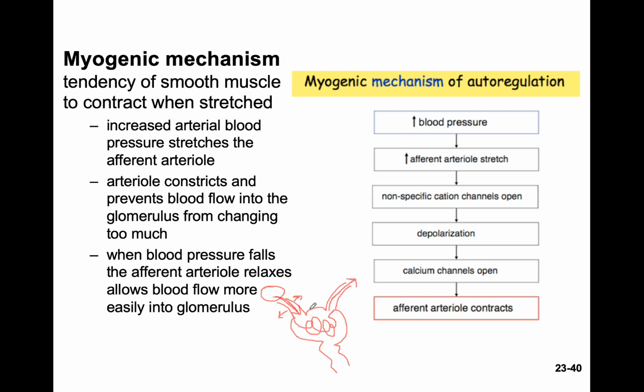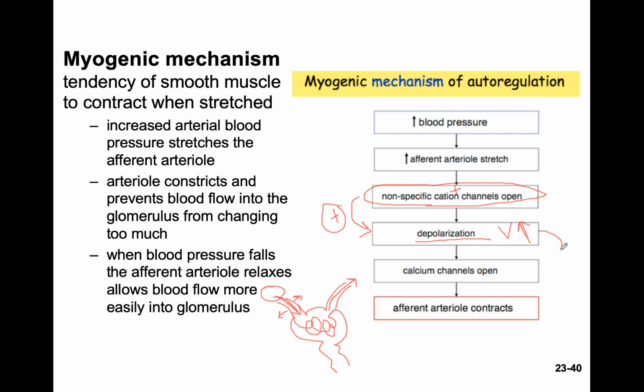When this muscle stretches out, it causes opening of cation channels. We call them nonspecific cation channels, simply positively charged ion channels that allow for positively charged ions to enter into the cell. So when positively charged ions enter into the cell, it increases the voltage of the cell, which we know as depolarization. When a cell depolarizes, that means its voltage goes up.